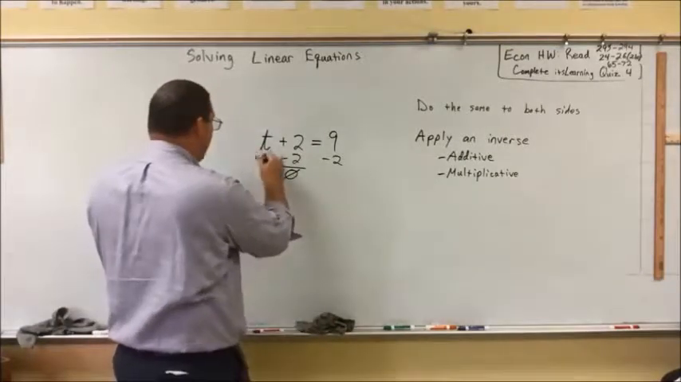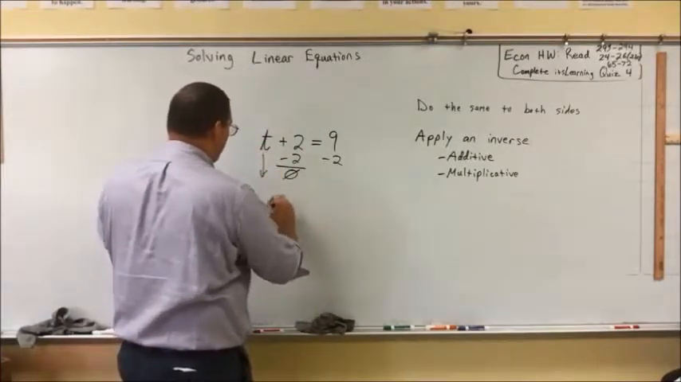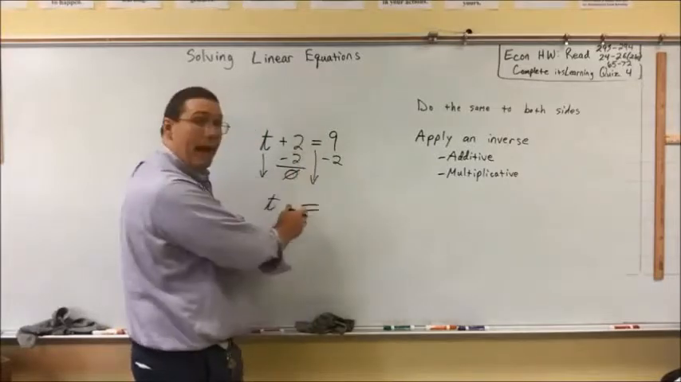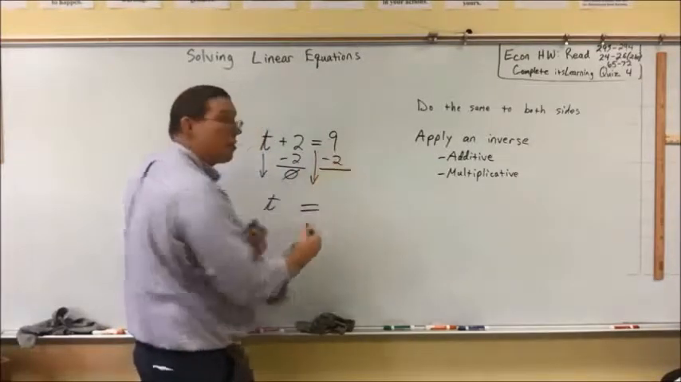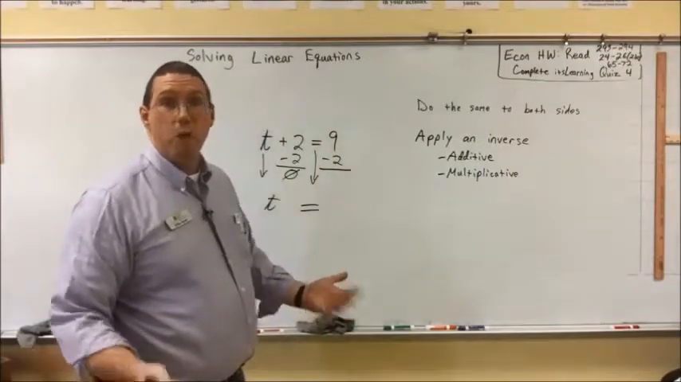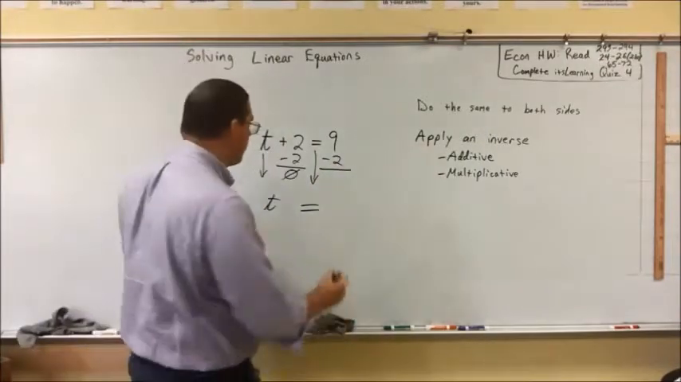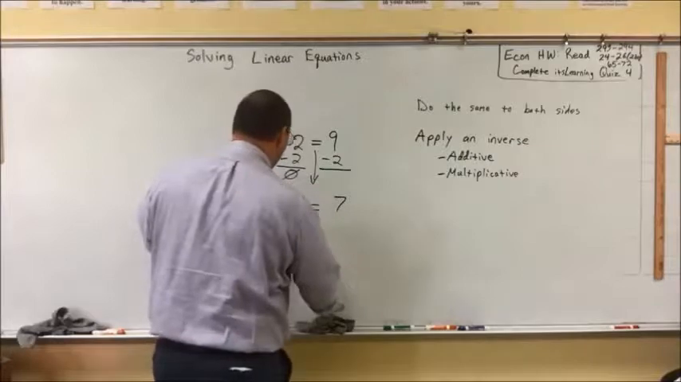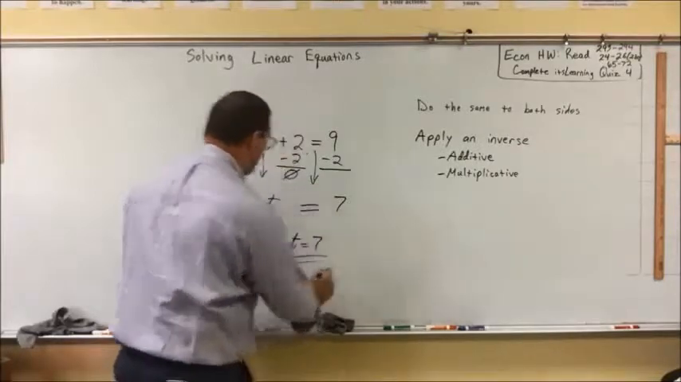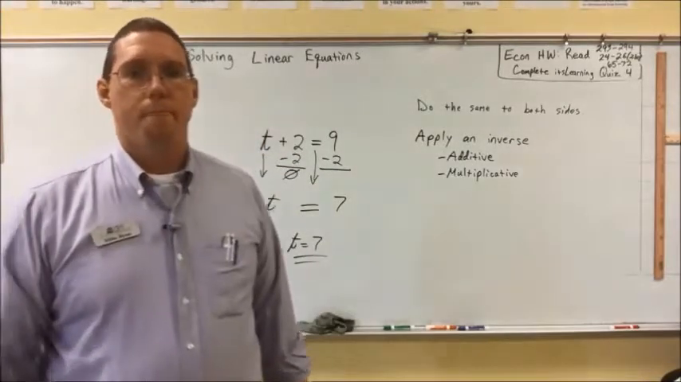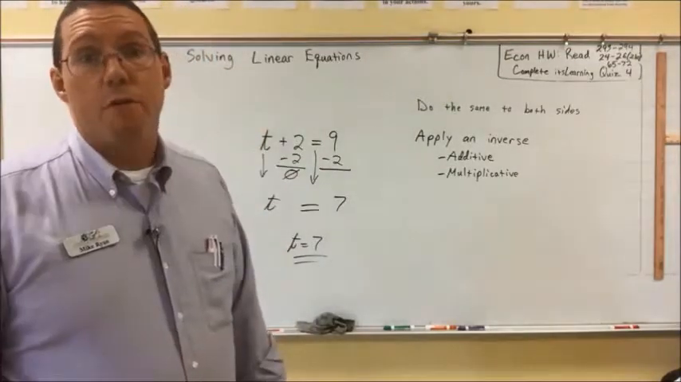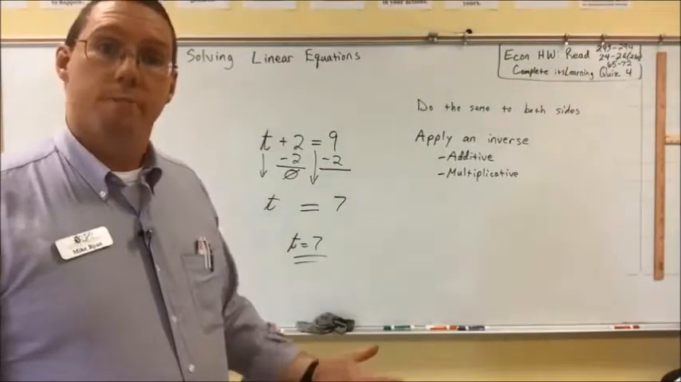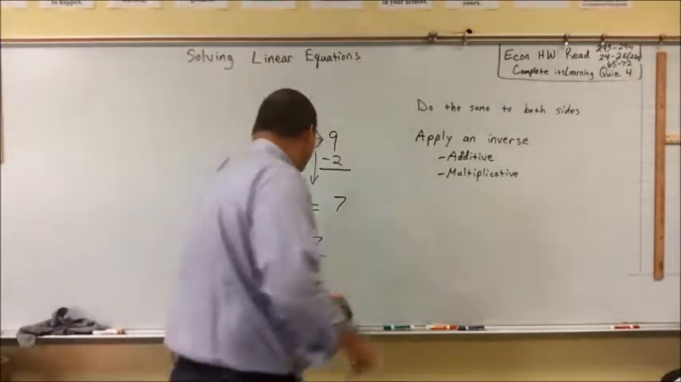So we're going to carry down the t. And so we have t. We're going to carry down the equal sign. Then 9 plus negative 2 is 7. Or 9 minus 2 is 7. And therefore, t is equal to 7. And we have a solution. Okay? So, by applying an additive inverse, we have solved this linear equation. Let's try another one.